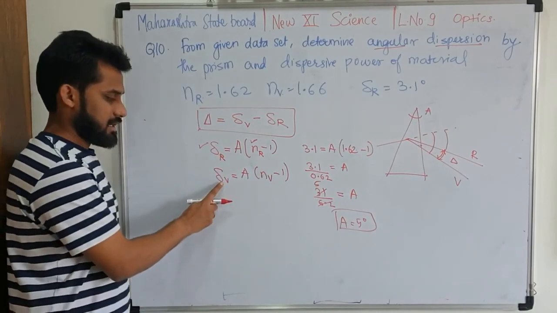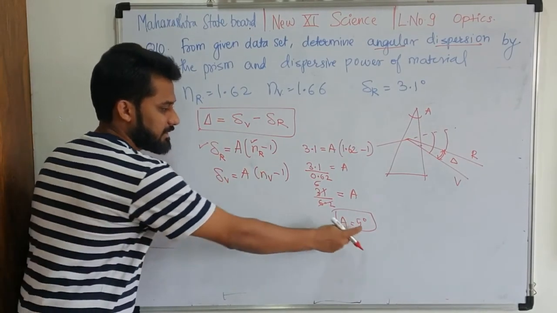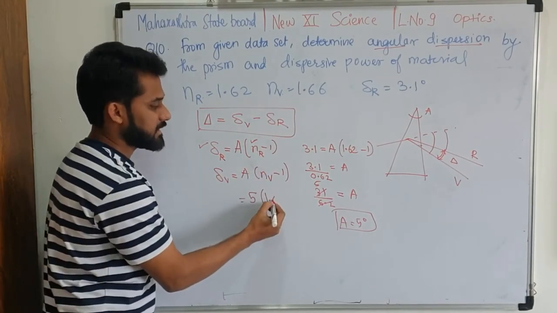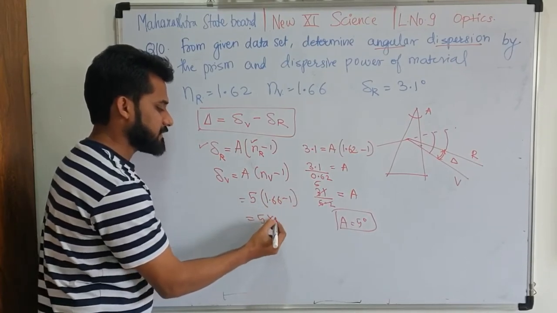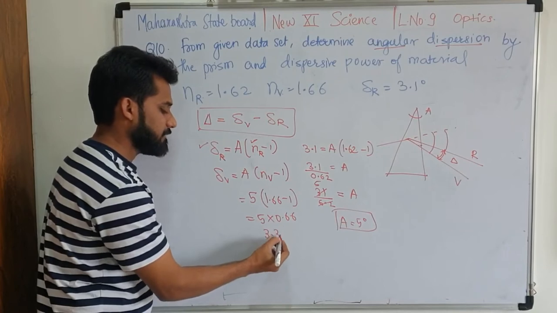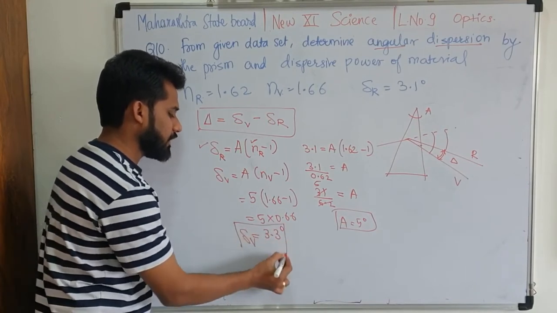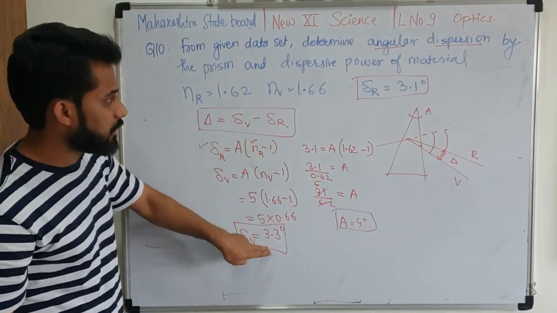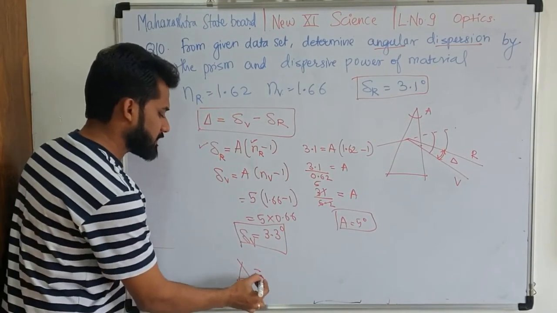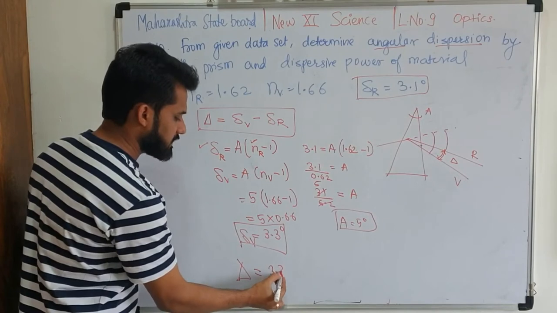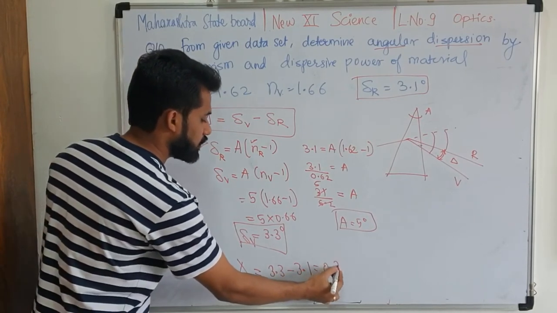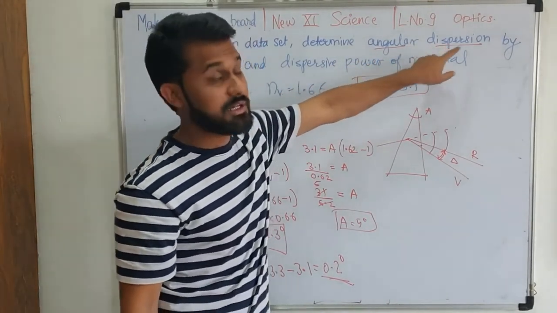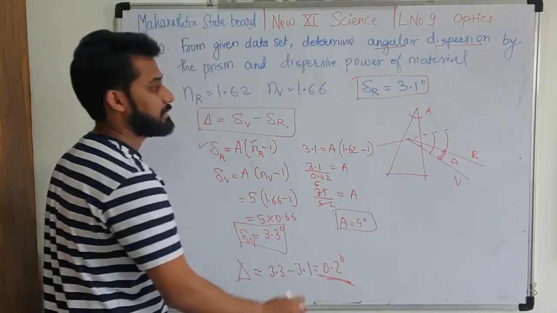So what will be the deviation of violet color? If I put 5 over here, it will be 5 times mu v minus 1, which is 1.66 minus 1, so 5 times 0.66 is 3.3 degrees. This is the deviation of violet. Deviation of red is already given. And the difference between the deviations, 3.3 minus 3.1, is the angular dispersion. That is 0.2 degrees. This is the angular dispersion of light by the prism.